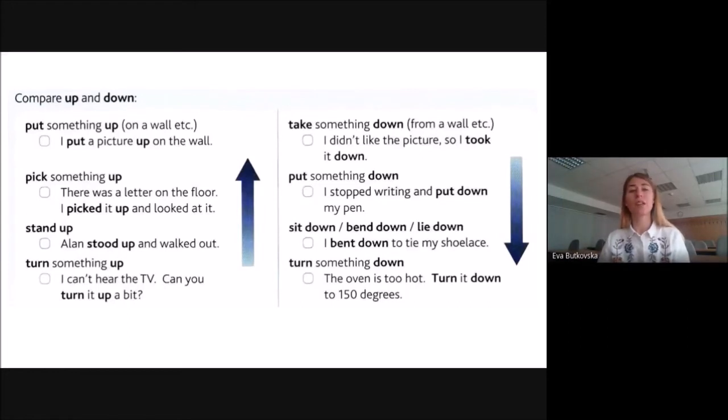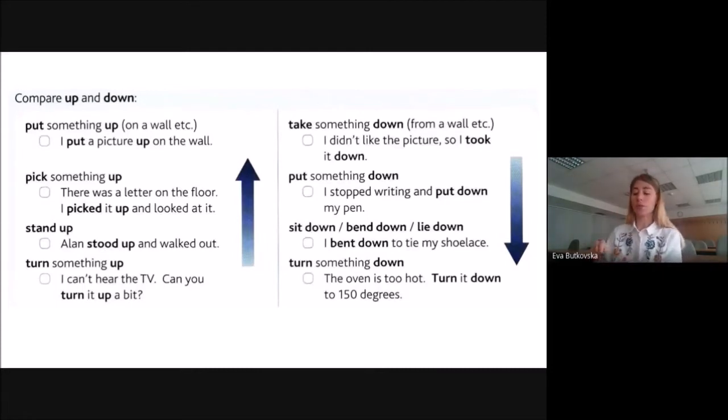So we could say, at first, I thought I knew the answer, so I put my hand up. But then I realized I didn't know the answer, so I took my hand down. So put up and take down. Another couple of phrasal verbs with opposite meaning is pick up something or pick something up and put something down. So this is the literal meaning.